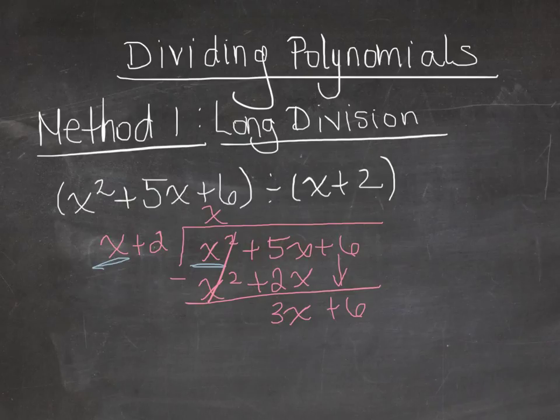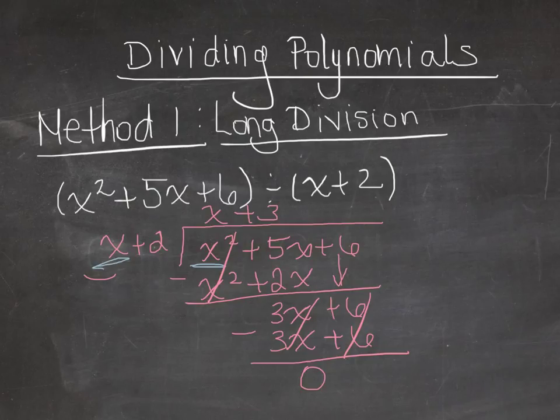And now I do the steps again. So now I'm looking at what times x would give me 3x. If I multiply x by 3, that's going to give me what I want. So now when I do this multiplication step, I have 3 times x is going to be 3x, and then I have 3 times 2, which will be 6. Okay, and again I subtract, so I have 3x minus 3x is 0, and I have 6 minus 6, which will also be 0. So I have no remainder.